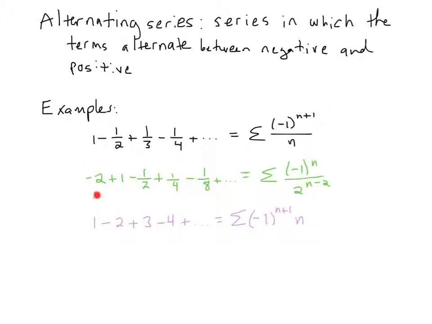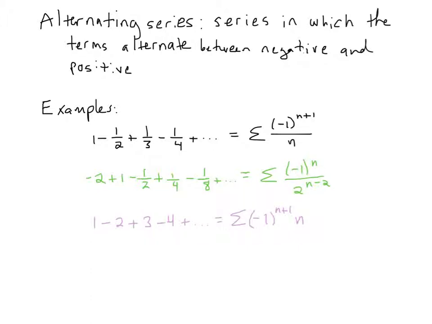Then we have another alternating series here, with powers of 2: 2 to the 1, 2 to the 0, 2 to the -1, 2 to the -2, 2 to the -3, etc. This is the summation notation, or the general term, and we have (-1) raised to the n power.